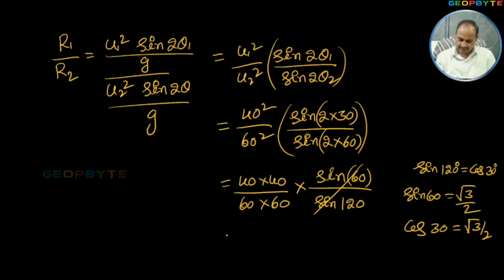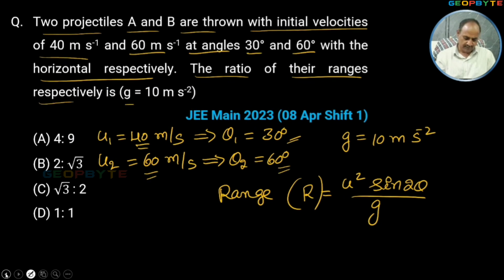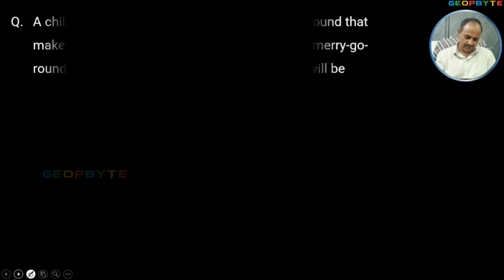These two quantities are cancelling. Finally, the zeros are cancelling. 16 divided by 36. 4 4s are 16, 4 9s are 36. It is equal to 4 by 9. That is the answer. The answer is 4 by 9. Look at the option. Option A is correct. Understood clearly? Yes. Then look at another question.